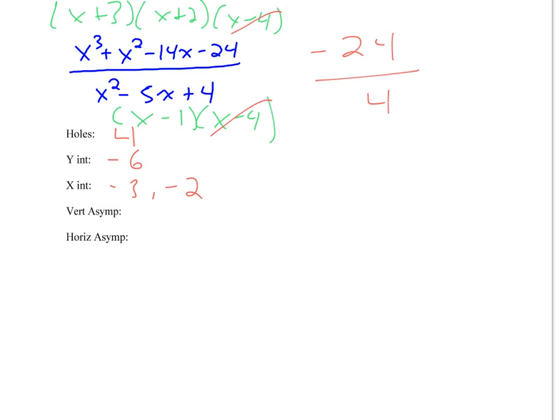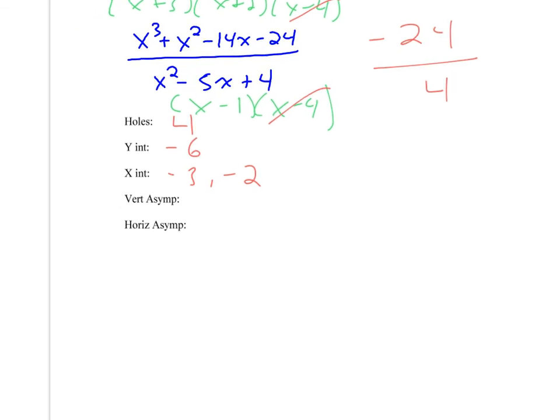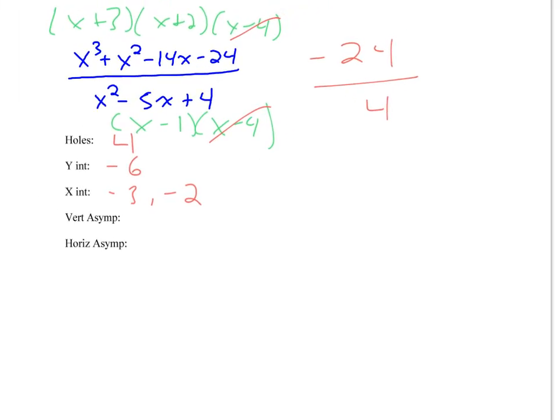Okay, so to find my vertical asymptote, I'm going to set my denominator equal to 0. Remember, we crossed out the x minus 4. Okay, we crossed that out. So I'm going to just set my denominator to 0, so x minus 1 is equal to 0, which means x is equal to 1. I have a vertical asymptote at 1.